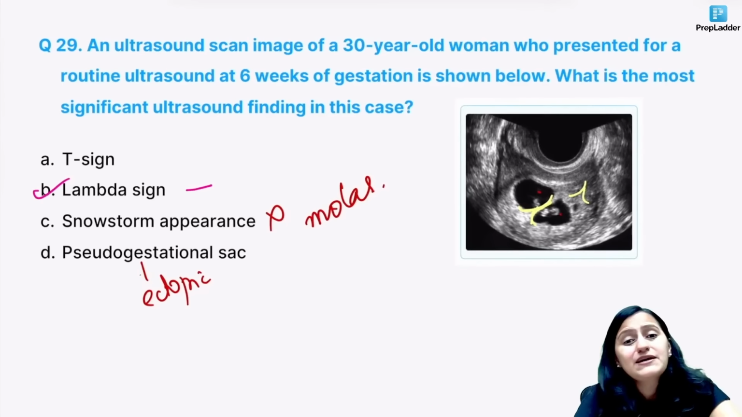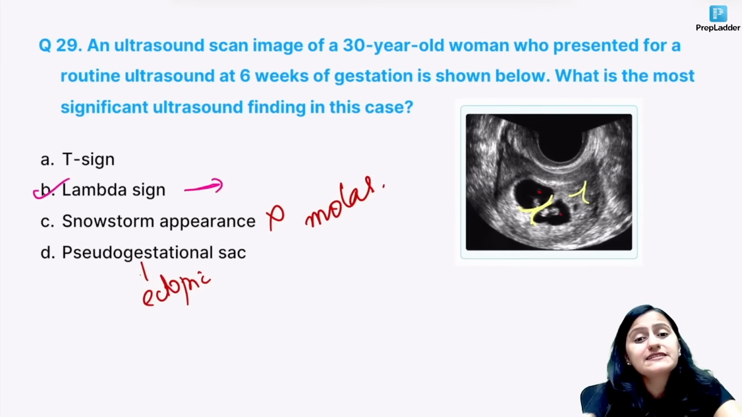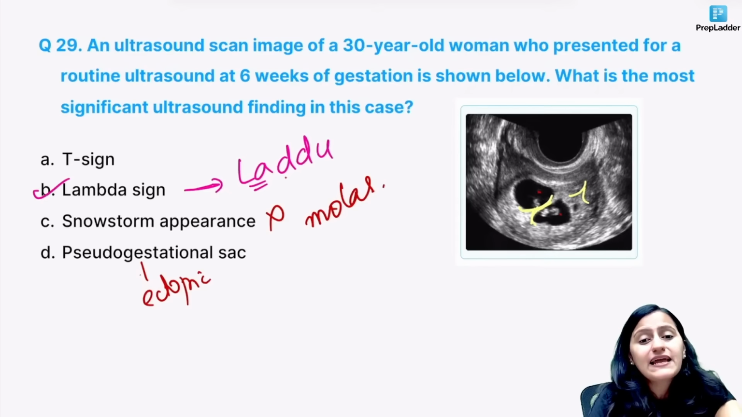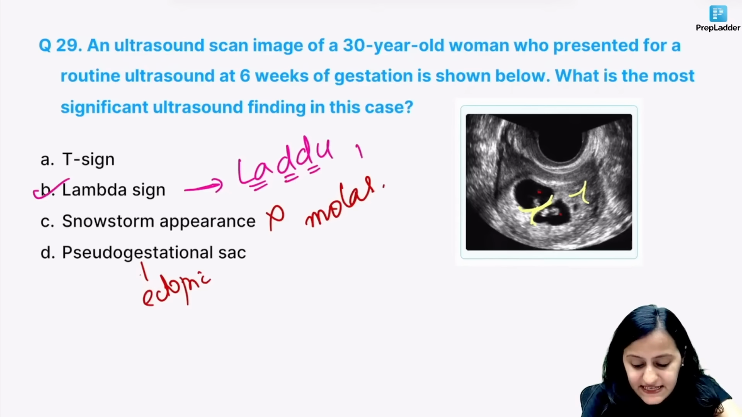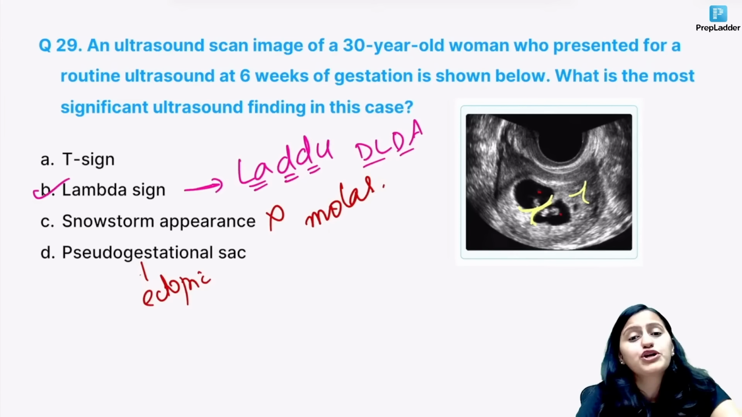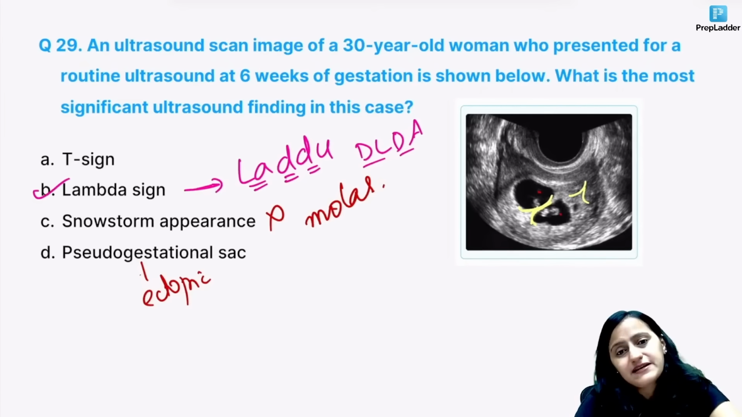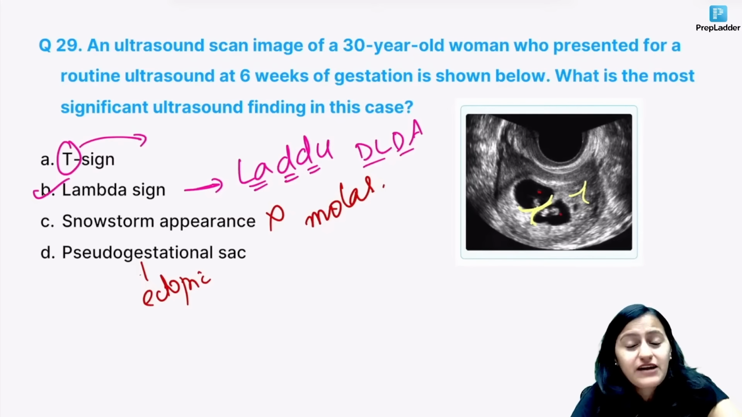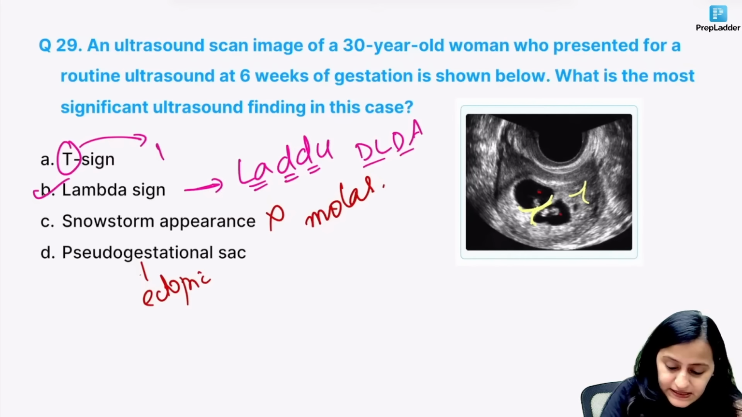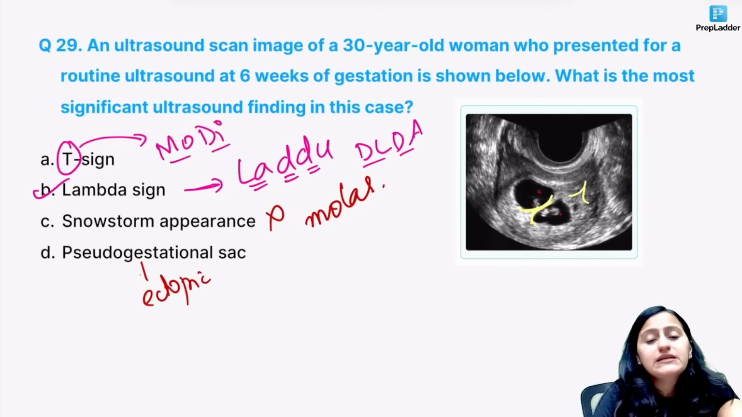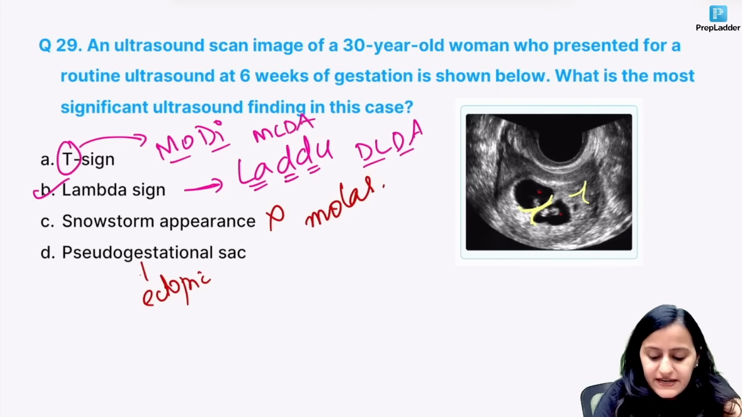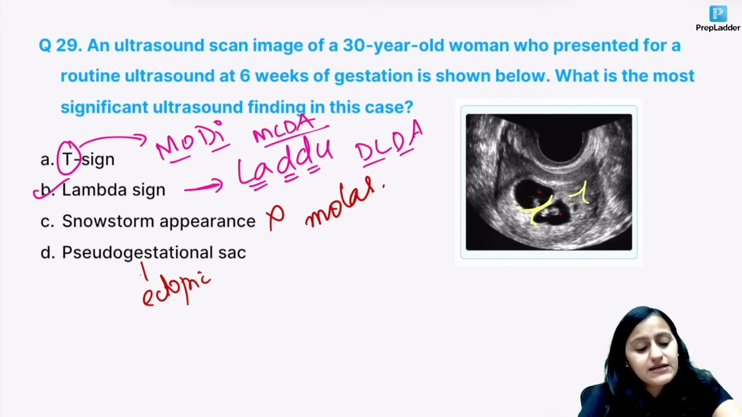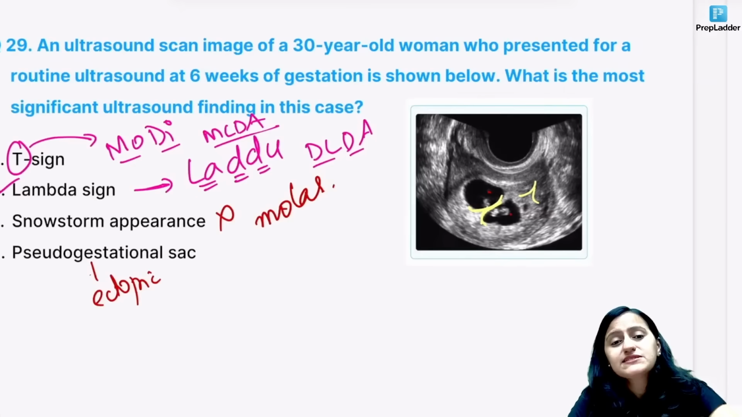When it is lambda sign, what kind of twin pregnancy is it? Remember the mnemonic LADDU: Lambda, DD. It is DCDA, dichorionic diamniotic pregnancy. T sign, T, the most famous T, chai wala in our country, Modi ji. Remember T is Modi. Monochorionic diamniotic is T sign. Dichorionic diamniotic is lambda sign, right? So this is lambda sign.